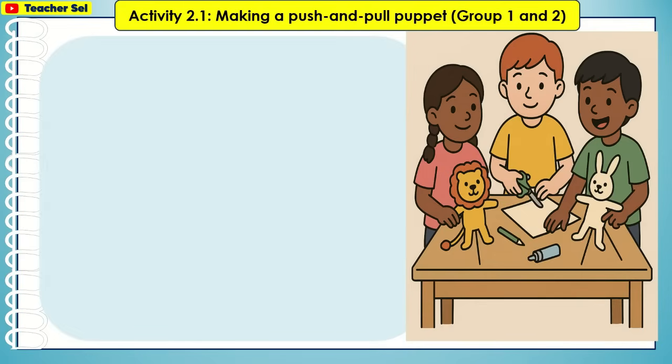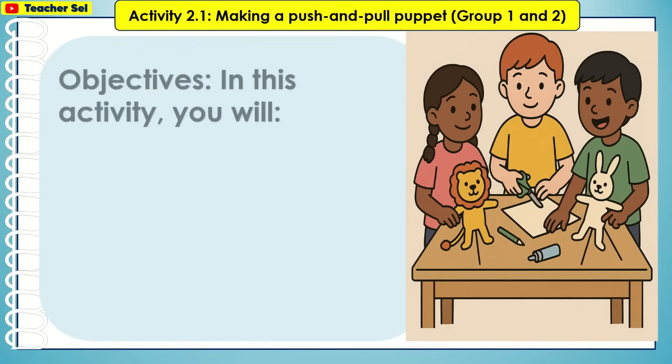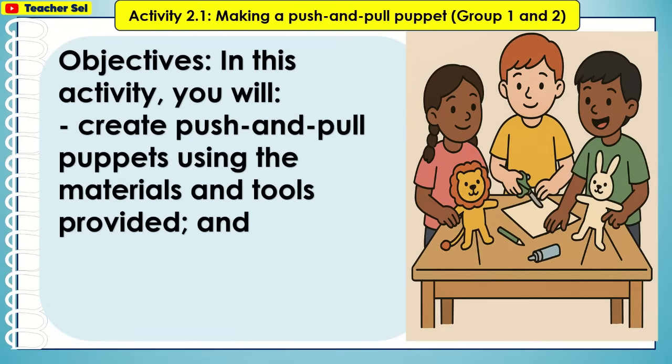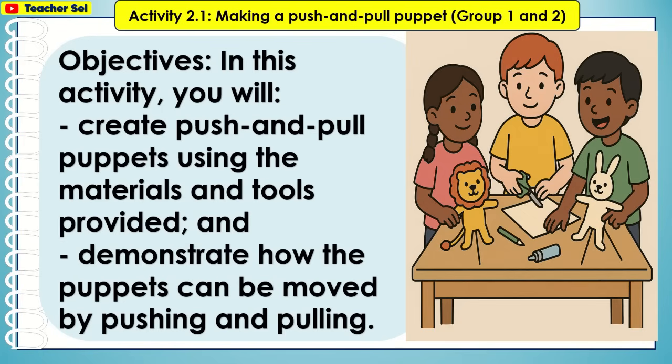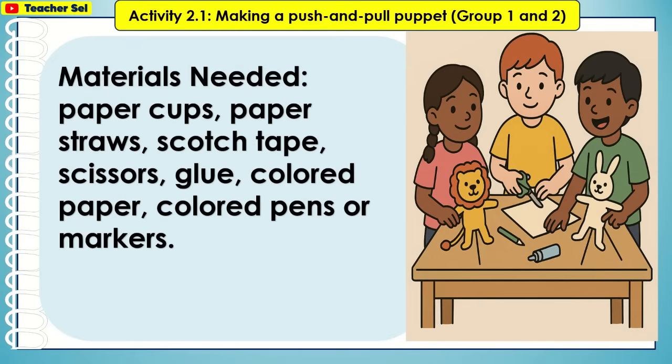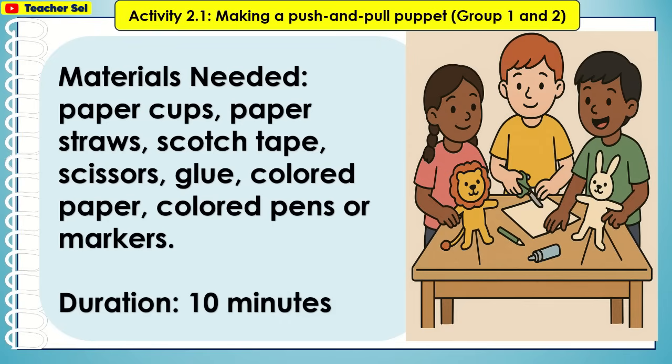Let's have activity 2.1, making a push and pull puppet for group 1 and 2. Objectives in this activity: you will create push and pull puppets using the materials and tools provided, and demonstrate how the puppets can be moved by pushing and pulling. Materials needed: paper cups, paper straws, scotch tape, scissors, glue, colored paper, colored pens or markers. Duration: 10 minutes.